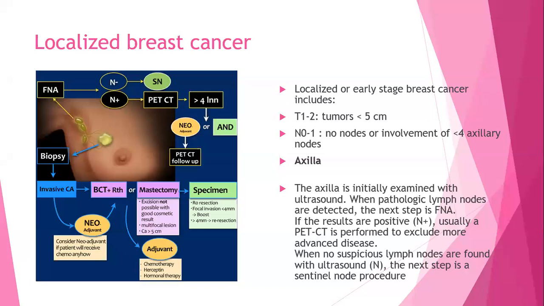Where no suspicious nodes are found on ultrasound, the next step is to do a sentinel node procedure. The sentinel node will be the first node that the malignancy would go to in case of metastasis. So when you're doing the sentinel node procedure and we inject the radio tracer, that node that is the first to take up contrast is the one that usually is biopsied and assessed for any malignant cells.